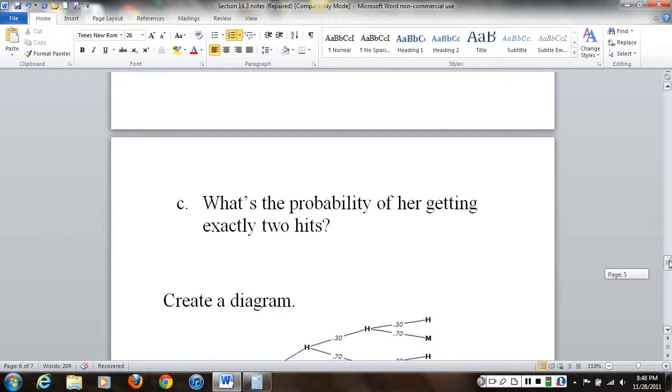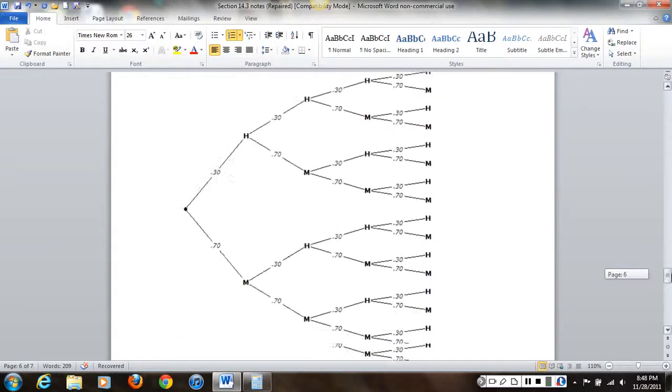And lastly, what's the probability of her getting exactly 2 hits? Same idea. We need to figure out how many ways can she get exactly 2 hits. Well, one way, of course, is she just gets 2 hits right off the bat. No pun intended. And it gives me 0.3 times 0.3 times 0.7 times 0.7.